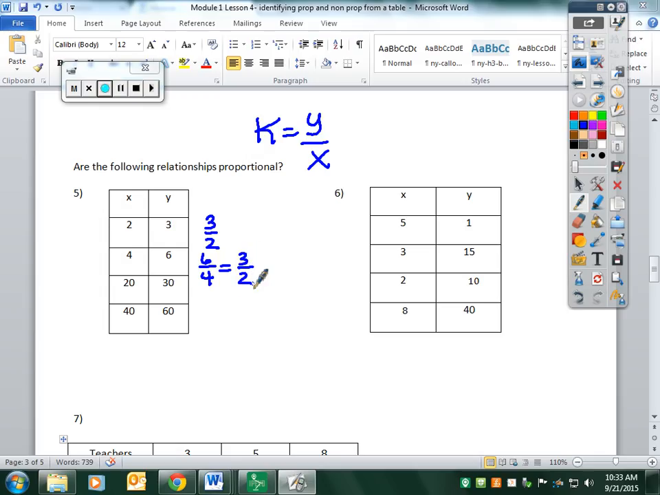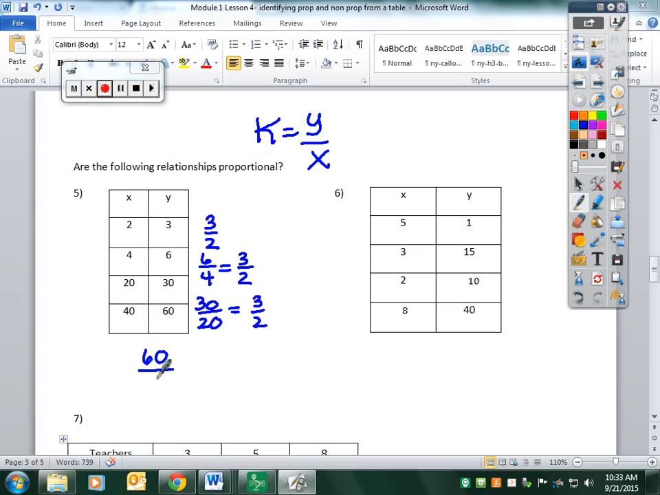Now we can't assume anything. Yes, two values are the same, but we can't assume; we have to show all of our work. So y over x for the third row here would be 30 over 20. I can divide by 10 and I end up with 3 over 2. But we still have one more set of values that we have to show, and I'll show my work down here since I'm running out of space.